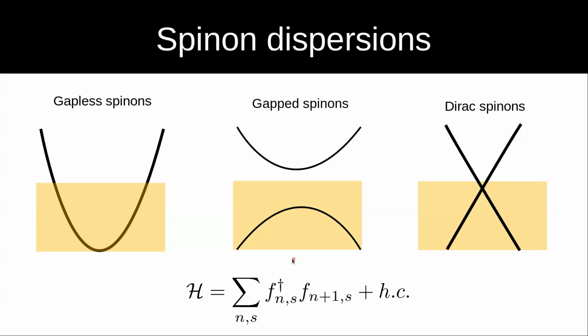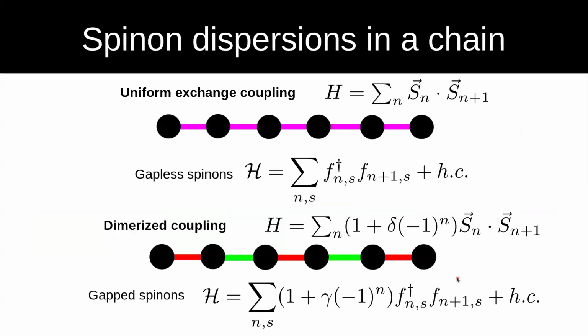We could have gapped spinons. So we have a quantum magnet, but our lowest energy excitation actually requires some finite energy. This is the case, for example, of the dimerized Heisenberg model, where our dimerization effectively controls what is the gap of our spinons over here. And then, of course, we could have different types of dispersions for our spinons, and in particular, in two dimensions, we could have Dirac spinons.